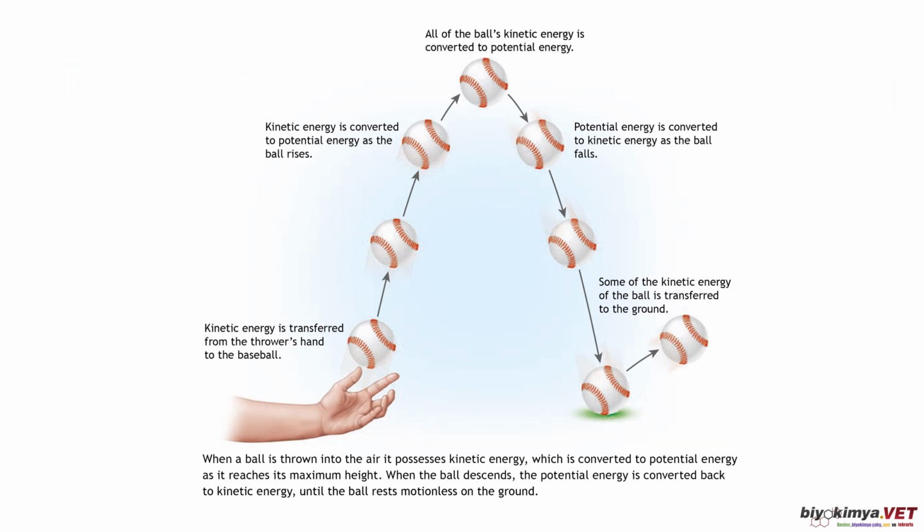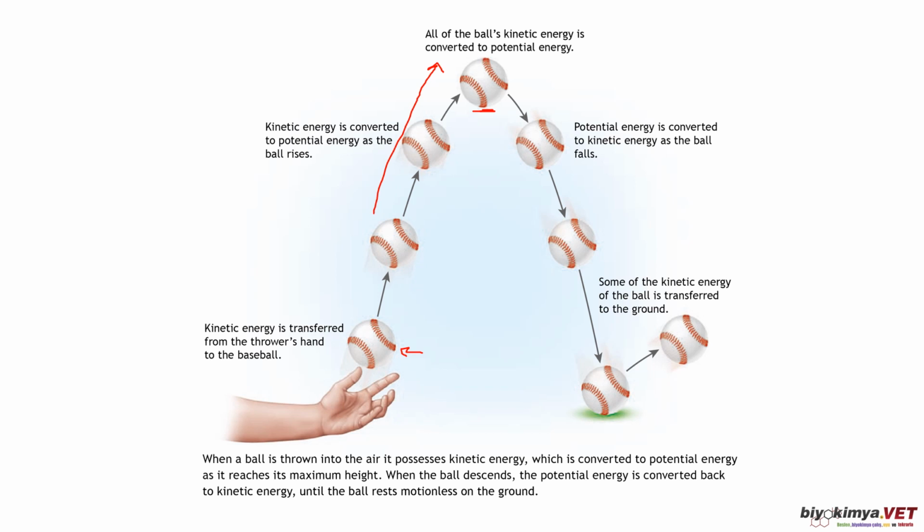And here in this illustration, potential energy and kinetic energy, or the conversion of potential energy to kinetic energy, or their relationship, is explained. When a ball is thrown into the air, it possesses kinetic energy, which is converted to potential energy as it reaches the maximum height. As you see here, the kinetic energy is transferred from the thrower's hand to the baseball. And the kinetic energy is converted to potential energy as the ball rises.